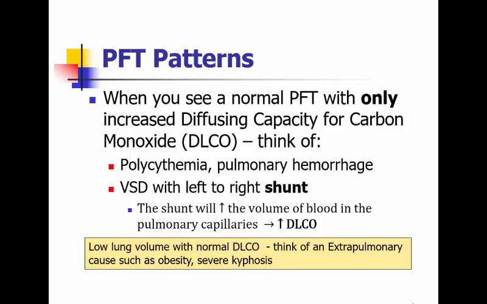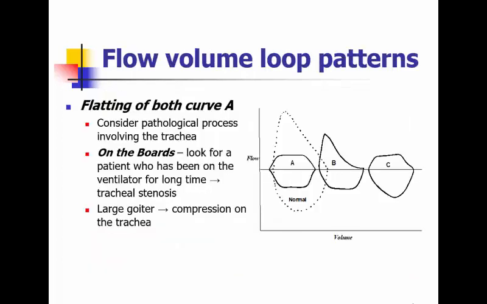That's what I talked about before. DLCO is normal. Lung volume is low, like restrictive lung disease, which is not due to a lung problem. It is an extrapulmonary problem. For the flow volume loop pattern, they like to put this on the exam, so I want you to follow me for these conditions.